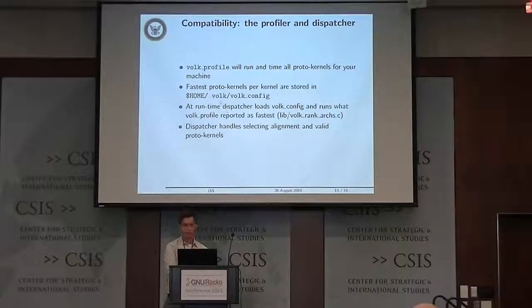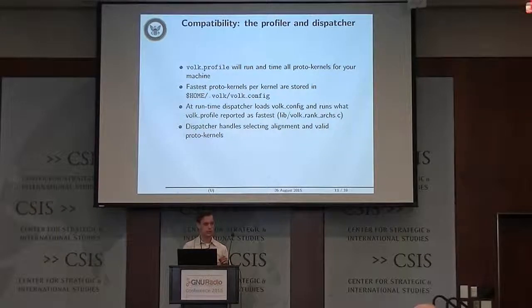The file is in your home directory, .volk/volk_config. It's just a plain text file with the kernel name, and I think the unaligned and aligned versions. And if you're having problems with something, you can actually go in there and just change whatever kernel you want to run.